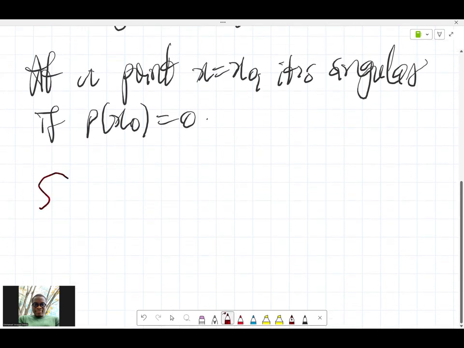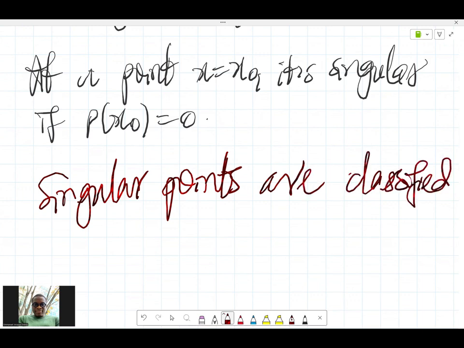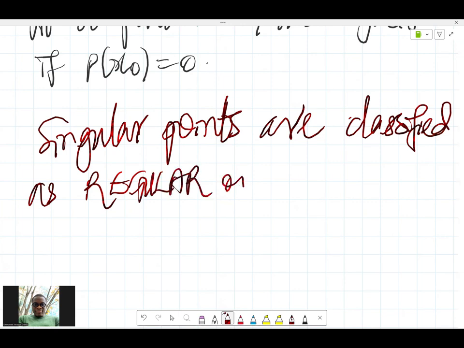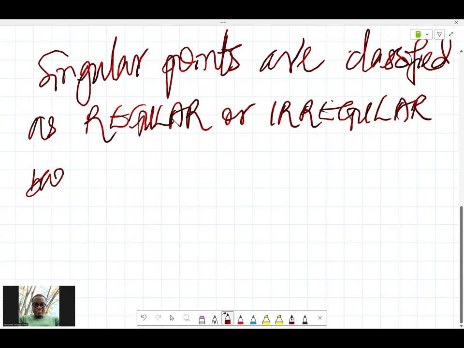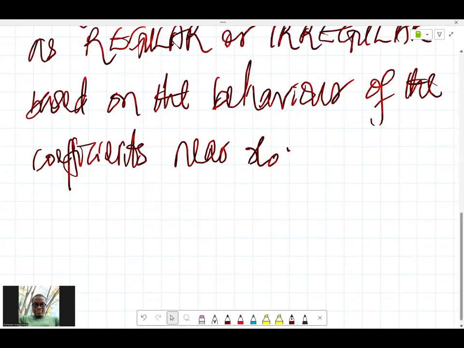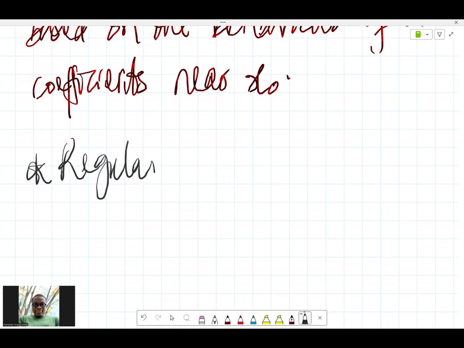So we need to also know that singular points are classified as regular or irregular based on the behavior of the coefficients near x naught. So let's take them one after the other. Let's talk about regular singular points.